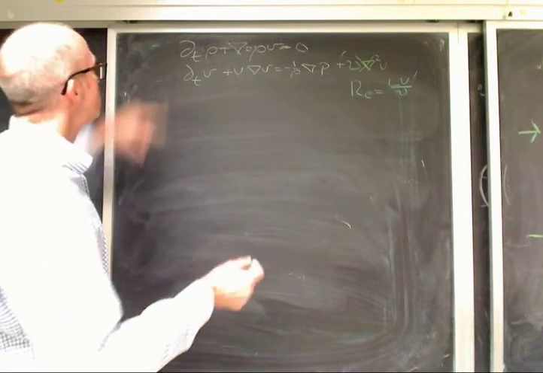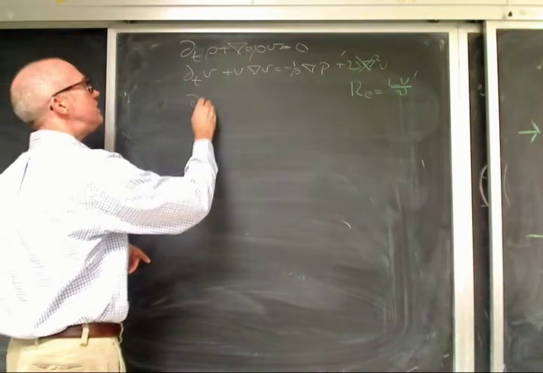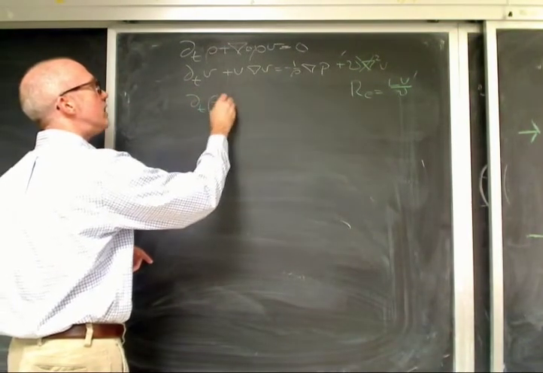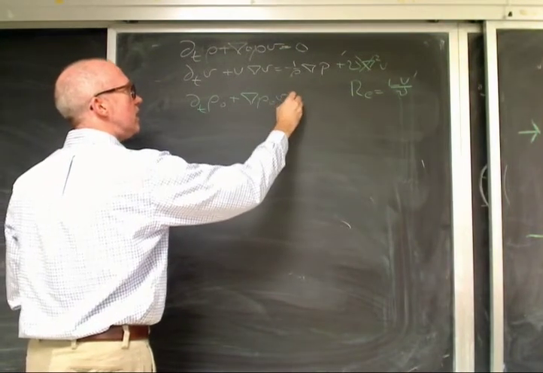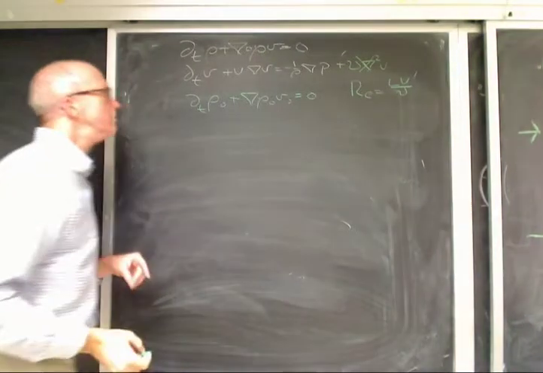Okay, so the first thing we do, we know that d by dt of rho naught plus div rho naught v naught equals 0.